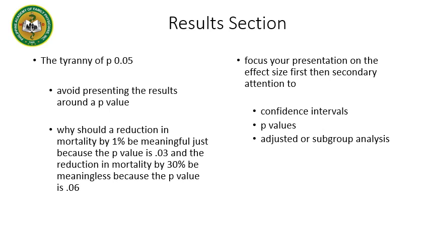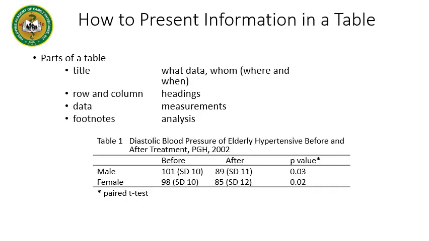Okay? So focus your presentation. Make sure that you're focusing on the effect size. Is it 1%? Is it 30%? And then later, just tell the reader that the p-value is not enough, which means that you don't just have enough number to say whether this finding is statistically significant. So this is how you write in the results section.